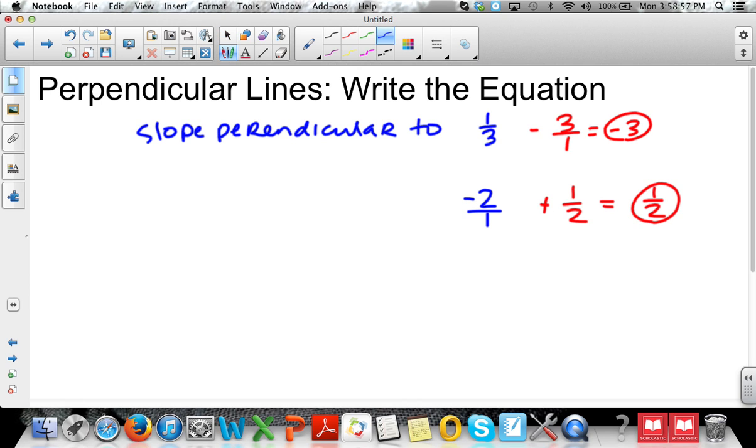Now if I had 3/5, the reciprocal part means flip it over, and the negative part, put a negative in front.